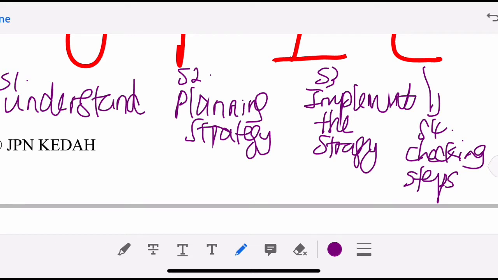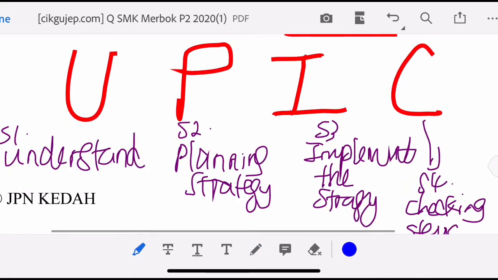For example, maybe you used the cosine rule and found the answer. Then if you think you can apply the sine rule, why not try to use the sine rule to do it again, so that you can get the answer. So that is the so-called UPIC.